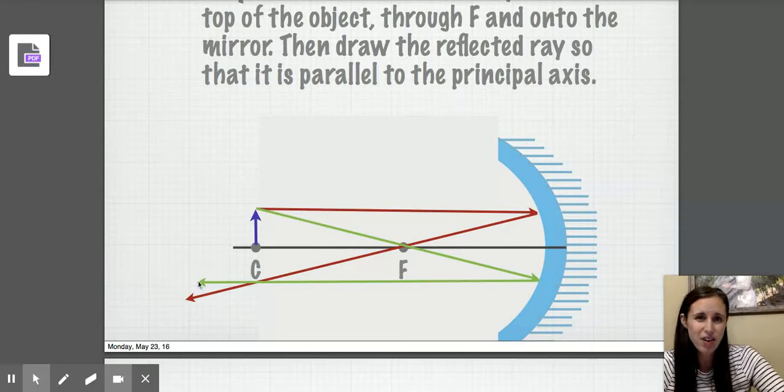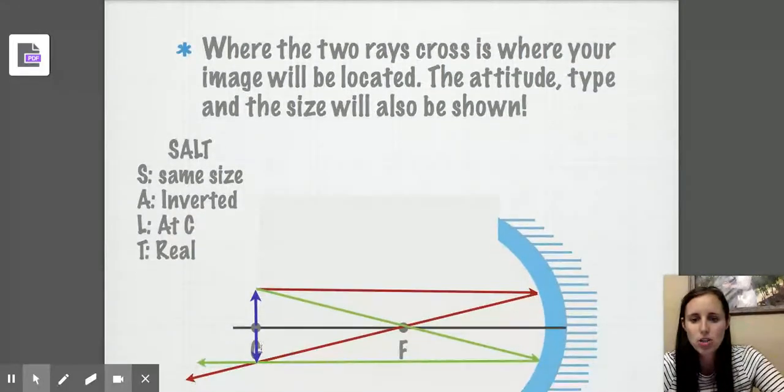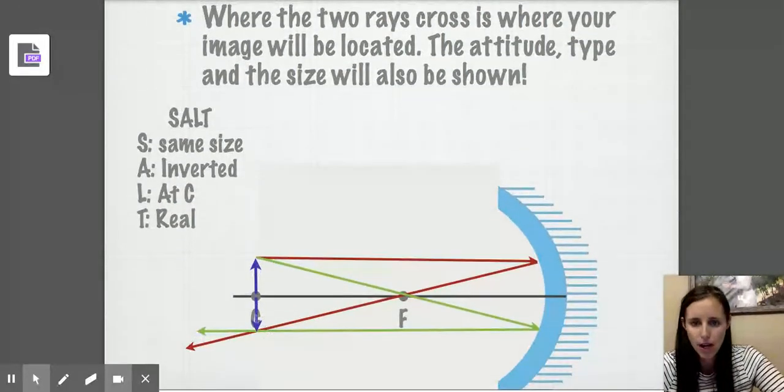If I was doing this diagram and not knowing the outcome, I would reflect them even further back because we're waiting for them to cross. Remember, this is a converging mirror, so our reflected rays are going to converge, and I can see the X marks the spot, right here. So I can see this exact spot right here. This is where my image is going to be located. So the next thing I'm going to do is draw my image in. Where the image is located, I'm going to draw in my image.